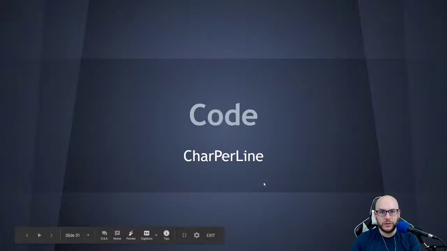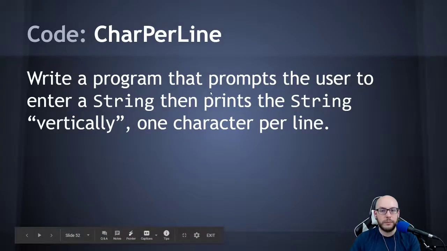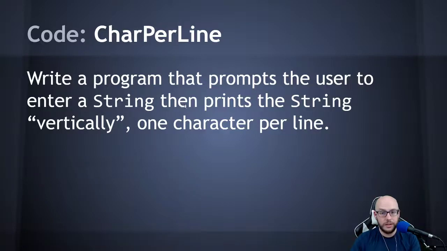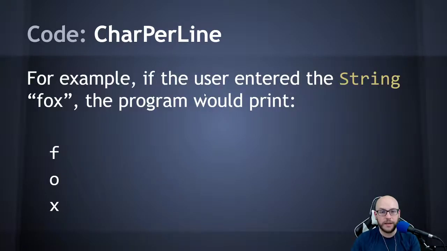Okay. Let's kind of tie this in, right? We've learned 2 methods. We've learned length. We've learned charAt. We're going to combine those ideas. We're going to look at some code, or we're going to write this code in IntelliJ. Write a program that prompts a user to enter a string, then prints the string vertically. That is 1 character per line. For example, if the user entered the string fox, the program would print F, O, X.